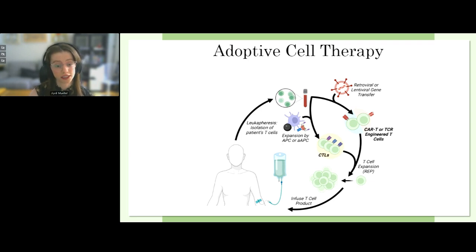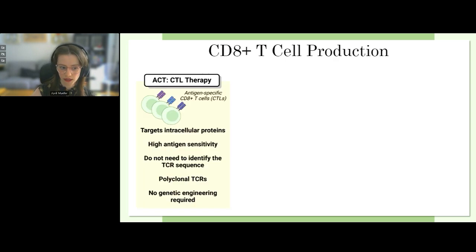Alternatively to genetic engineering, you can actually generate a pool of polyclonal CTLs through activation by an antigen-presenting cell, such as a dendritic cell. So this method using dendritic cells, generating these polyclonal T cells, has a lot of benefits, such as the ability to target intracellular proteins. If you're familiar with CAR T cells, you know that they're required to target a surface cell protein. So by using TCRs, you can target intracellular proteins, which is really important, especially for viral-associated cancers and some cancers that don't actually express those viral or cancer-associated antigens on their surface.